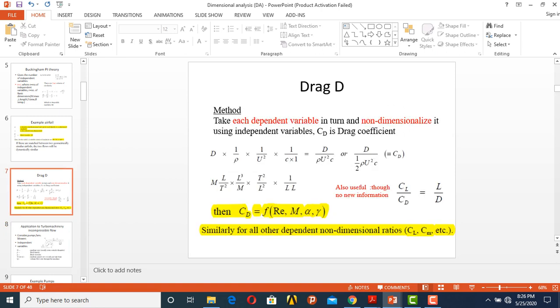The derivation of this relationship, those who had the privilege to attend the class were shown how to come up with this derivation, how this U squared came about, and how C came about, all these basic elements. So in the meantime, we'll just consider that the drag coefficient is represented by the drag force over the dynamic force.